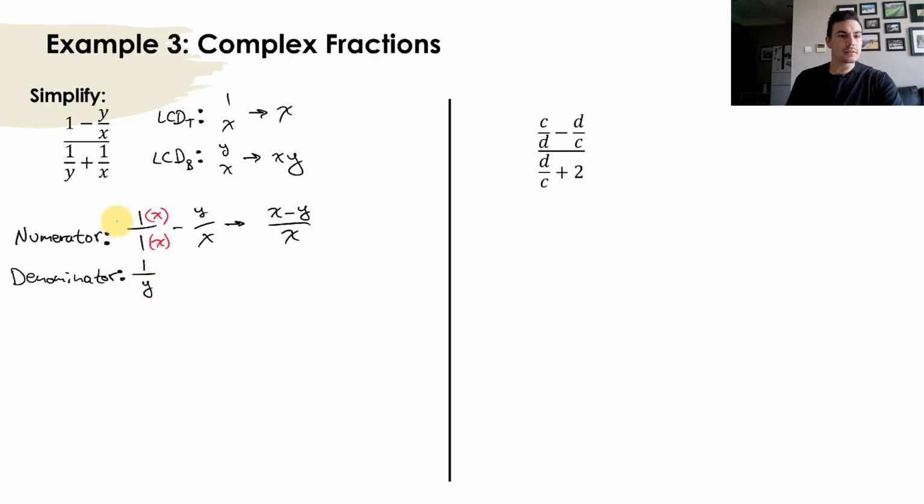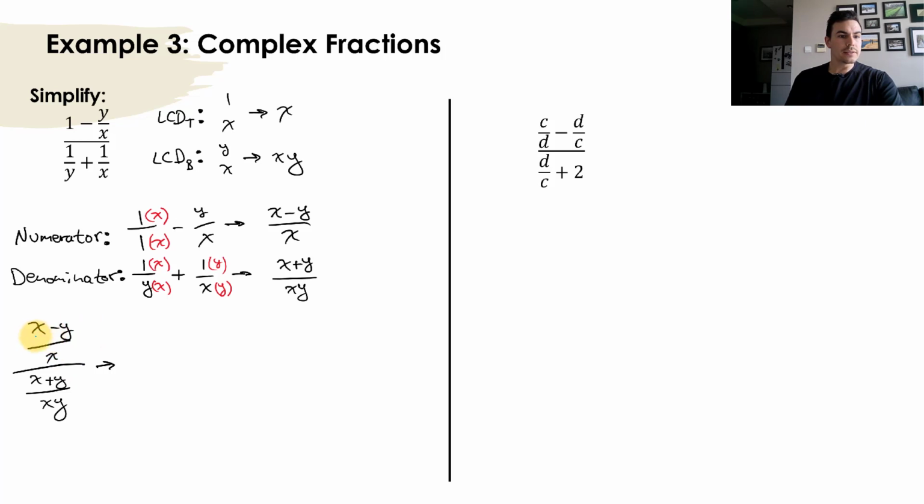And then my denominator, I'll take a look at my first term. I've got 1 over y, and we're missing an x here. So again, we will multiply by x over x, and we will add then our second term, 1 over x. We're missing a y in our denominator, so we'll just multiply by y over y. And that term would simplify to x plus y over xy.